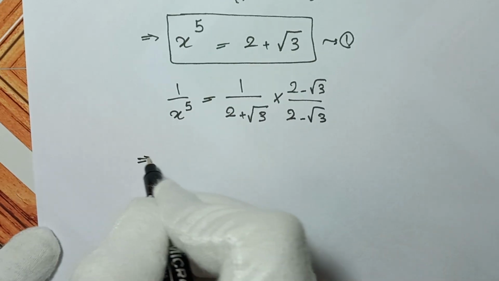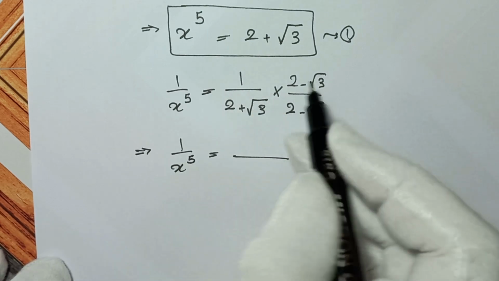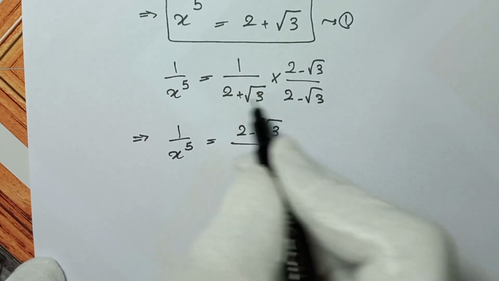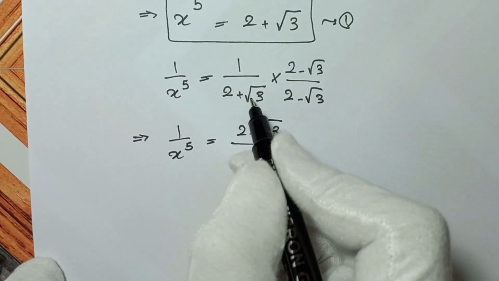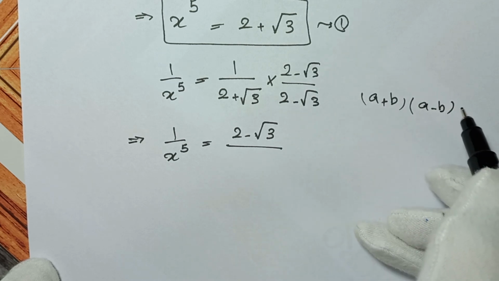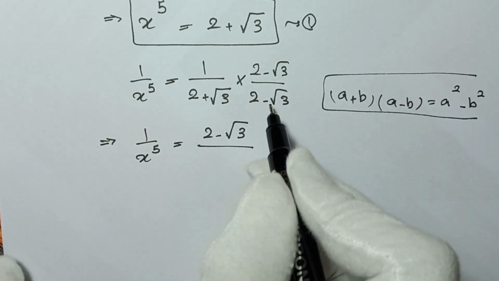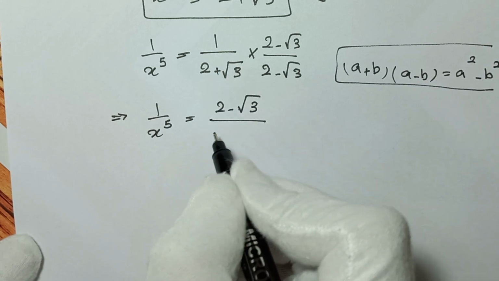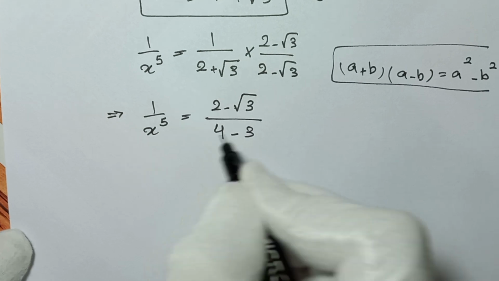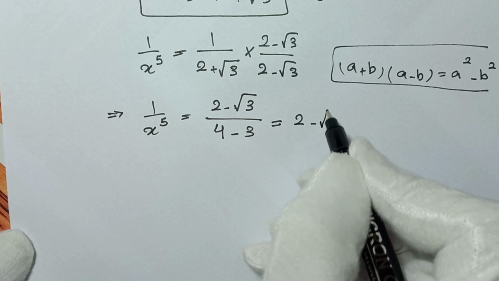So in here it will be 1 over x to the power of 5 equals, for the numerator, 1 times this, we have 2 minus the square root of 3. And here the denominator is in the form of a plus b times a minus b, and it will be a squared minus b squared, right? So in here 2 squared is 4, and minus the square root of 3 squared, it will be 3, and from here this equals 4 minus 3 is 1, and it will be 2 minus the square root of 3.